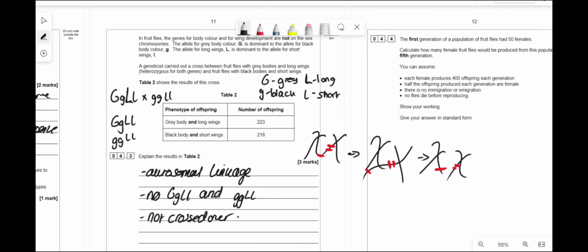So that's what autosomal linkage is. It's where the genes are so close together that they actually stay together during independent segregation and crossing over. So those alleles get passed on together to the offspring, which is why you don't have any of these middle phenotypes. Even though if you do a cross, you would expect those to come up, but they aren't present here.